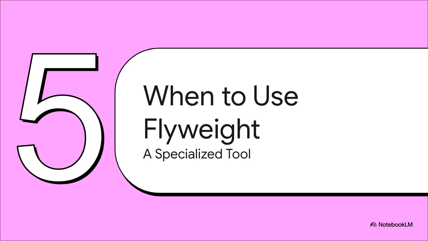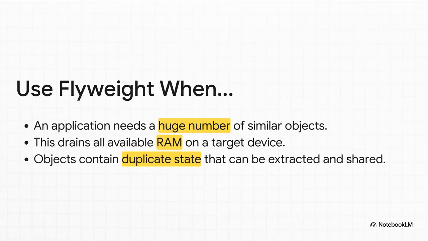So, how do you know when it's the right tool for the job? You should start thinking about the flyweight pattern when your app is creating a massive number of very similar objects, and you can see that it's causing a serious memory bottleneck. The absolute key here is that a big chunk of each object's state has to be identical and shareable. If every object is totally unique, this pattern isn't going to help you at all.